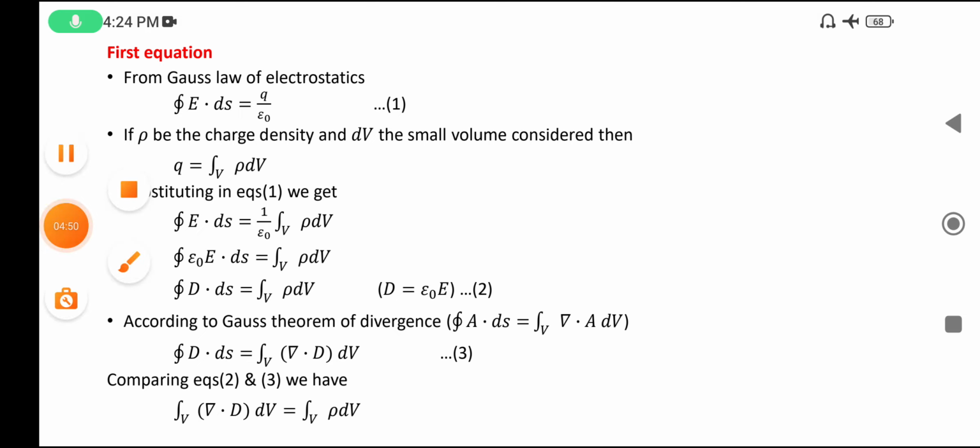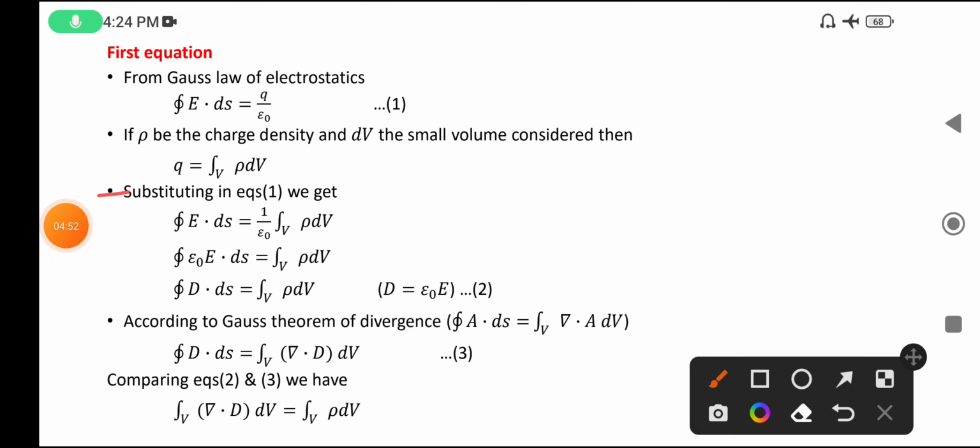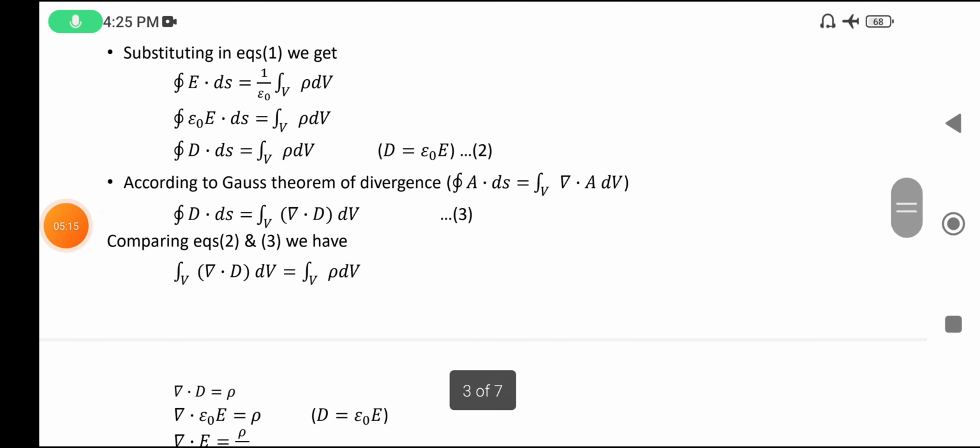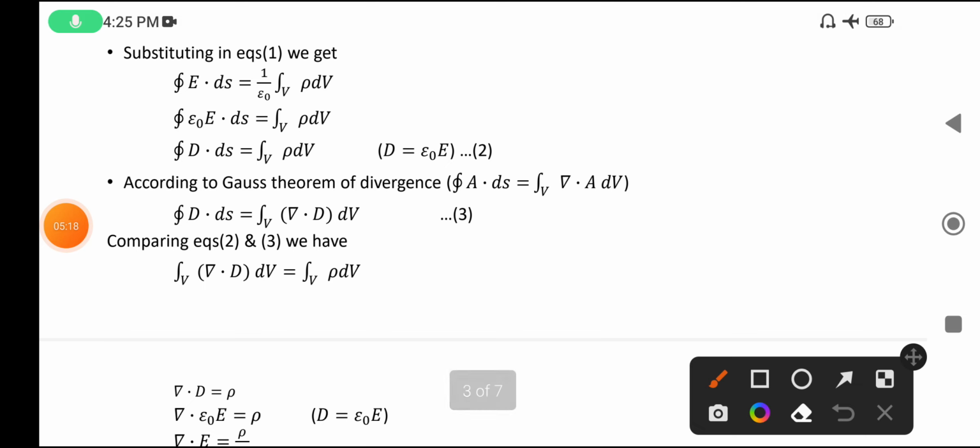Now, substituting in equation 1, in the place of q, substitute this formula. Then we get this. Bring epsilon naught to this side, so now it is like this. And epsilon naught into E is what? D, right? We know that already. So this is the equation.